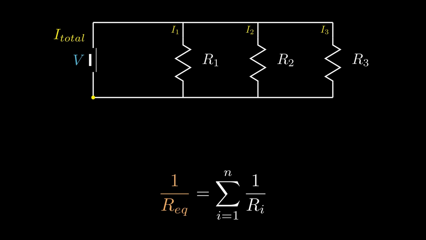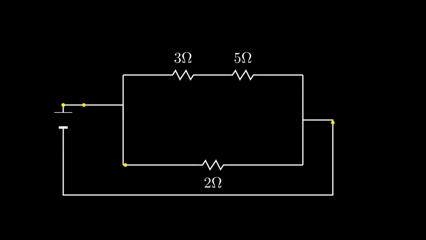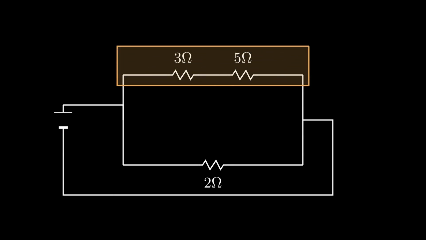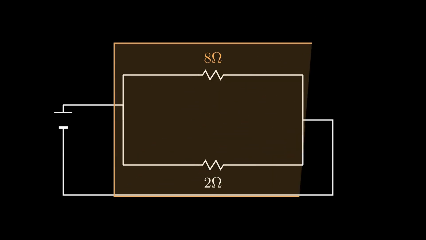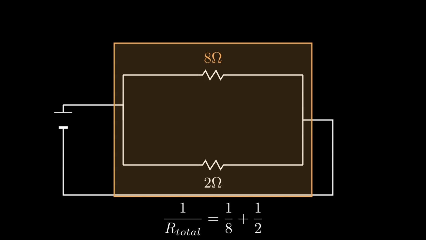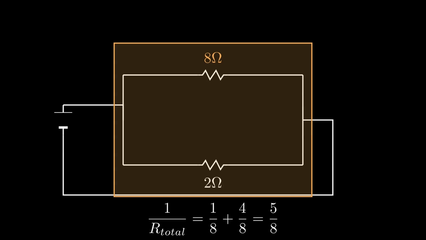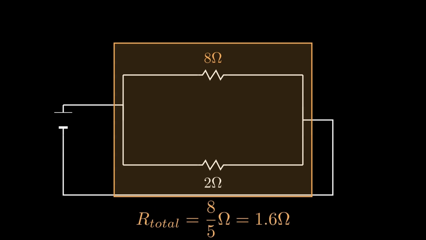Now, we can combine this information to investigate circuits with both series and parallel connections. For example, what is the total resistance in this circuit? Well, all of these resistors can be simplified into one. On the top, we have a series connection. Hence, the total resistance here is 8 ohms. Now we have a parallel connection of one 8 ohm resistor and one 2 ohm resistor. The total resistance then is 1/8 plus 1/2, which is 5 over 8. Then we take the inverse of this, so the answer is 8 over 5 ohms.